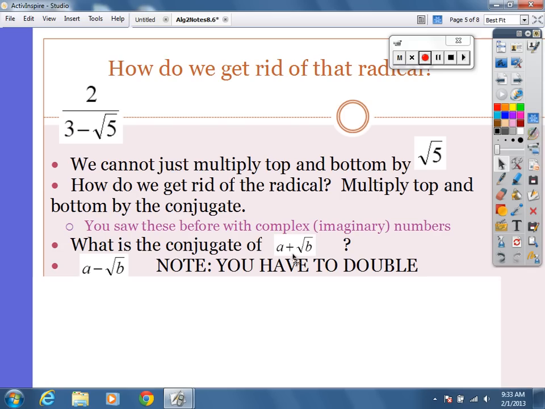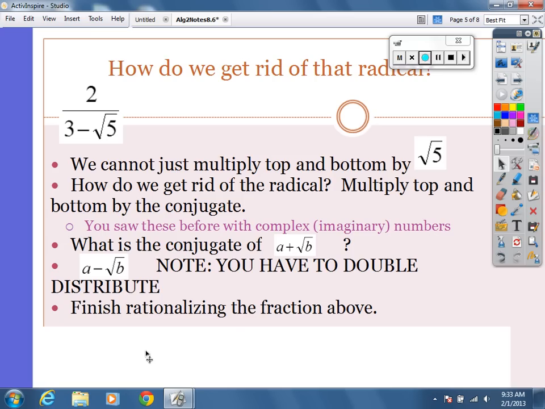What is the conjugate of a plus square root of b? It's a minus square root of b. You will have to double distribute or FOIL. Some of you like to say FOIL. And when you do that, those radicals will cancel out and it will rationalize the denominator.